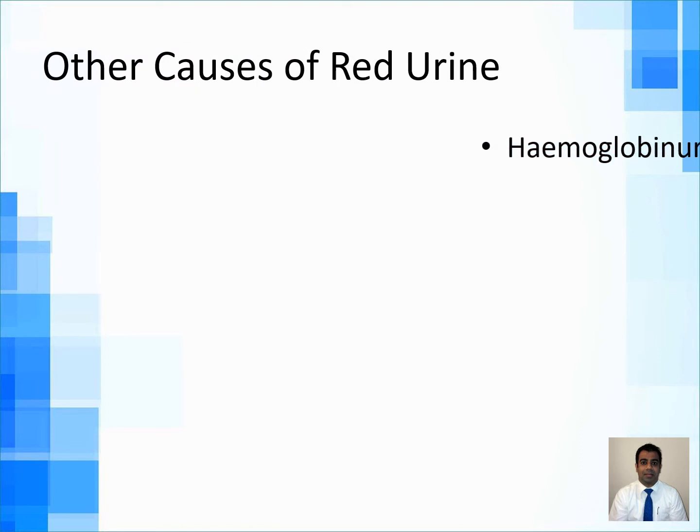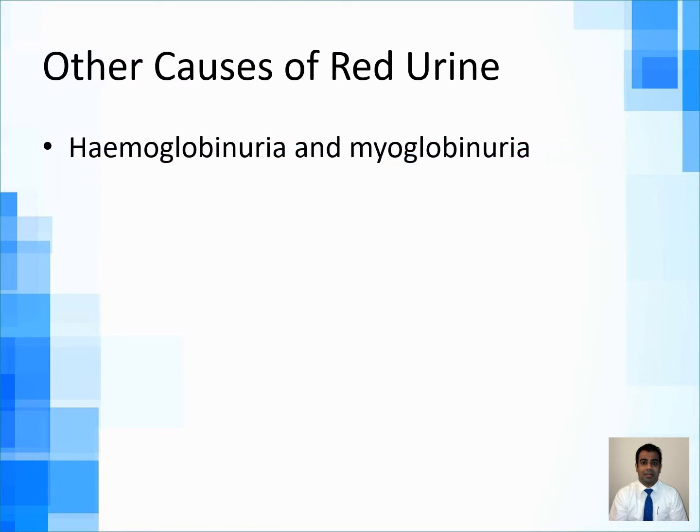What are the other causes of red urine? There is hemoglobinuria following hemolysis. When there is intravascular hemolysis, there is hemoglobin in the urine, which again would appear red or dark red. This is important, and this is not really hematuria. The causes are different. When there is significant rhabdomyolysis, you can have myoglobinuria, again leading to red urine.